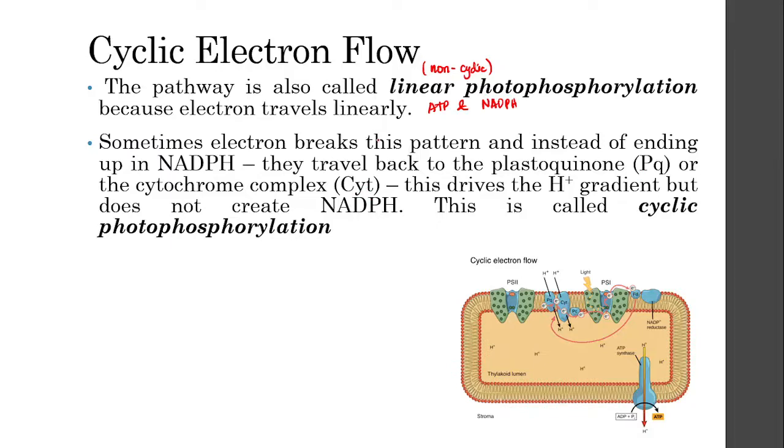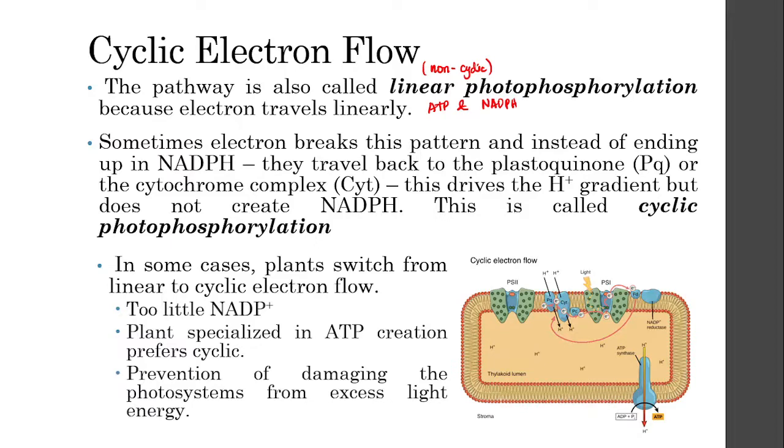And the important difference between the two is that the cyclic photophosphorylation drives the creation of more H+ gradient. So if the cell needs more H+ gradient, it will undergo the cyclic photophosphorylation. If not, it will undergo linear photophosphorylation. There are many factors that determine which photophosphorylation the plant cell will undergo. In some cases, they can switch from linear to cyclic.